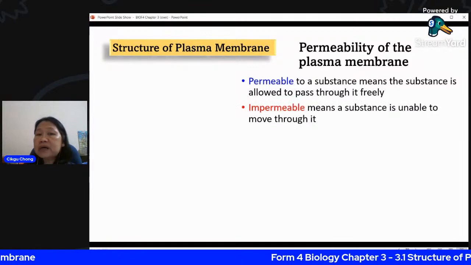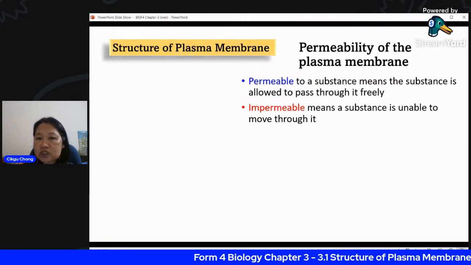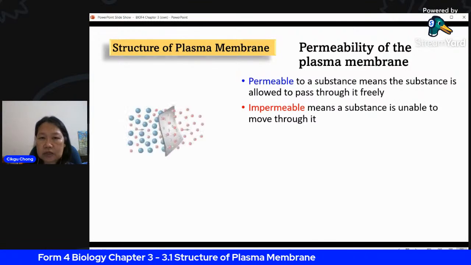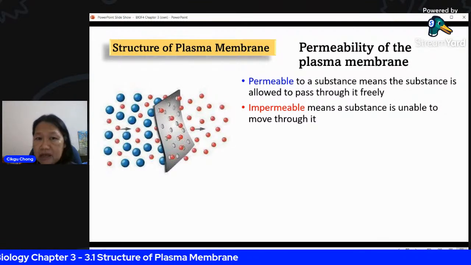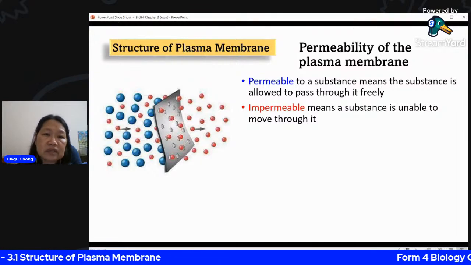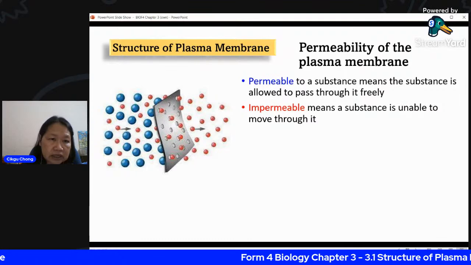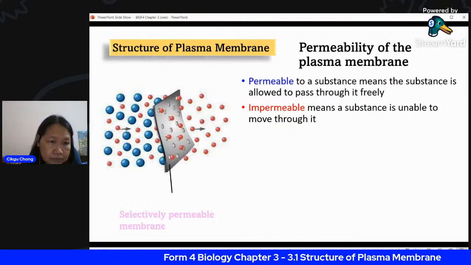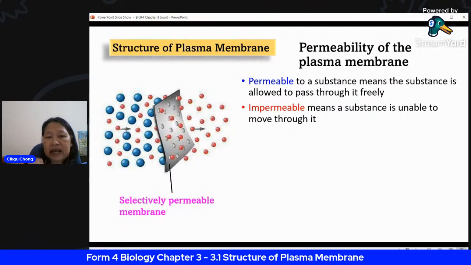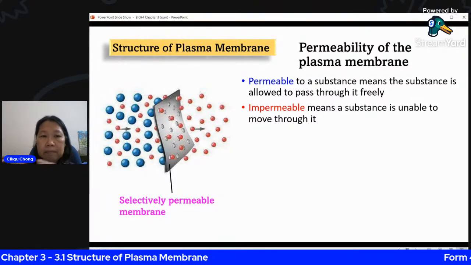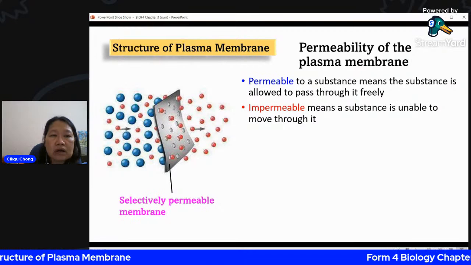Okay, so impermeable means it does not allow the thing to go through. If you put an "im" there, it is the negative of the original word. So you will see here, if this membrane is a selectively permeable membrane, that means certain things can pass through, but not other things.